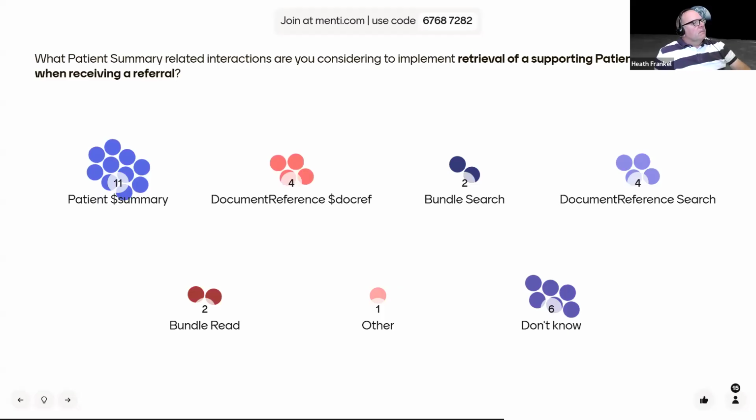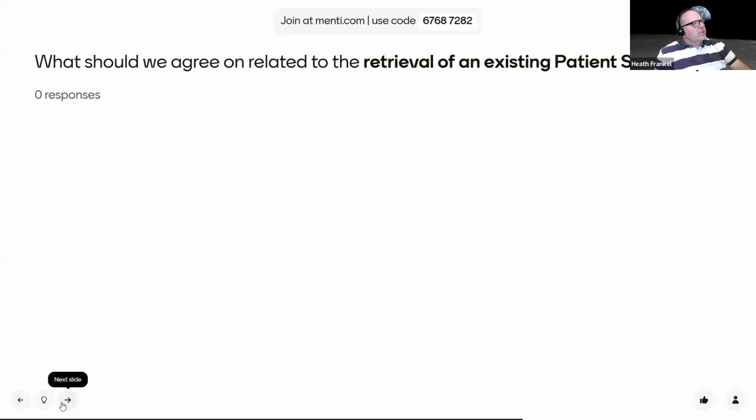Okay, moving forward, more generally, as a TDG, what do we need to agree on around retrieval of an existing patient summary? We'll try and speed this one up a little bit. So if you've got something that you desperately want to share with us.